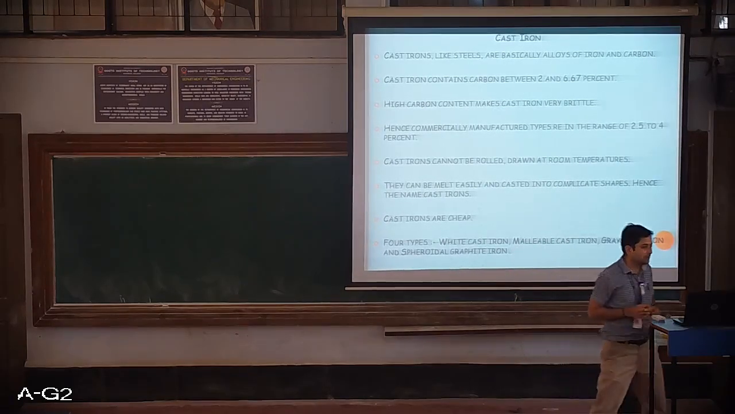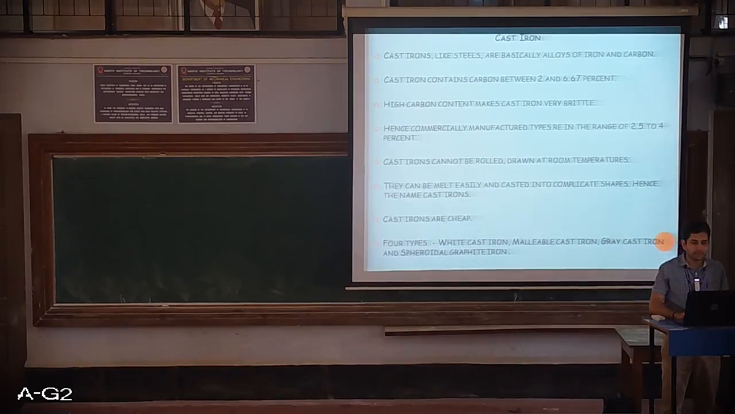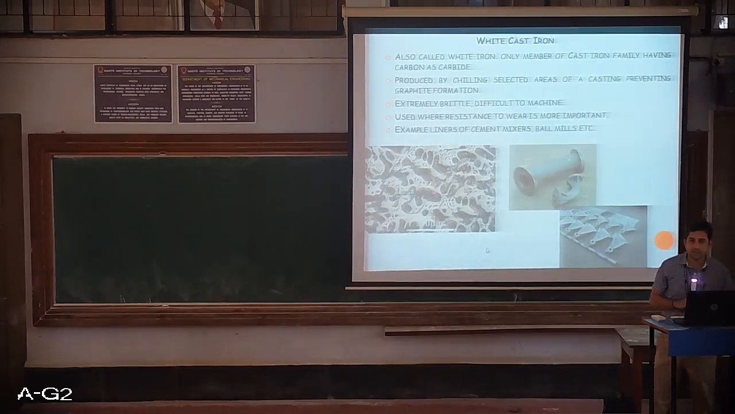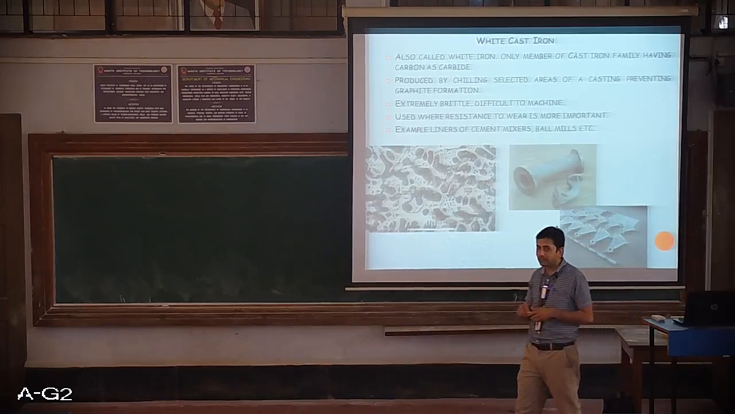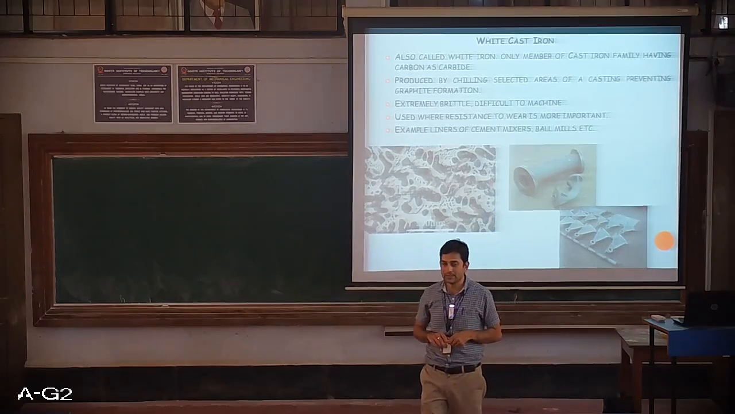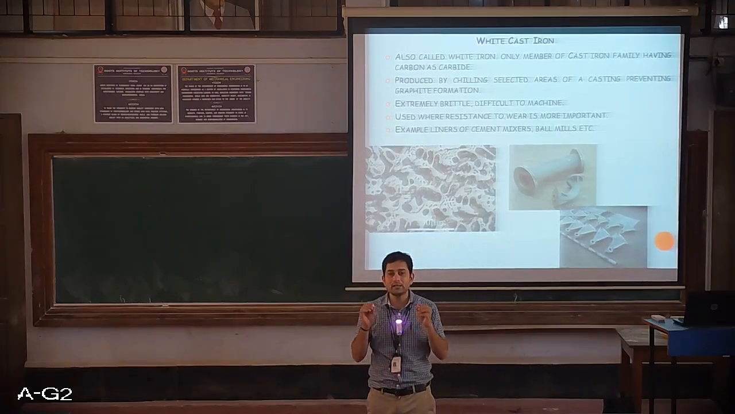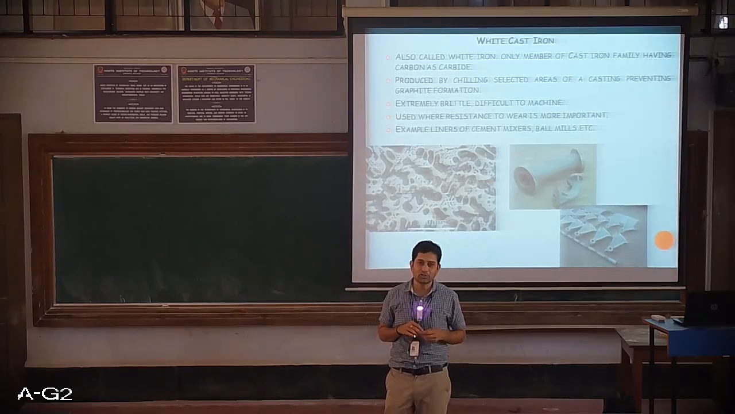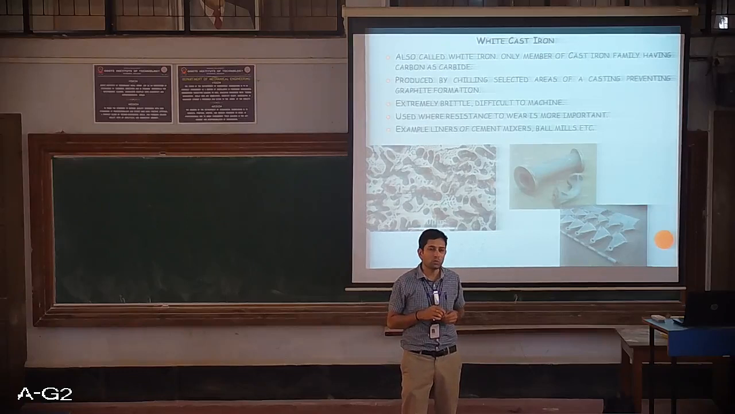Okay, so that is the thing. They can be melted easily and cast into complicated shapes. Cast irons are cheaper, and there are four types of cast iron which we are going to learn: white cast iron, malleable cast iron, grey cast iron, and spheroidal graphite iron. Coming to white cast iron, if you try to break a fractured piece of white cast iron, you will see that the fractured surface shows a white microstructure. That's how we identify white cast iron.